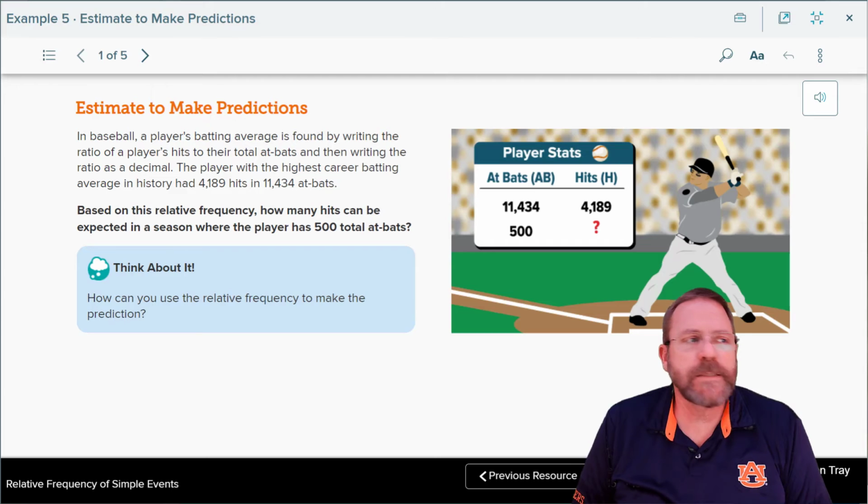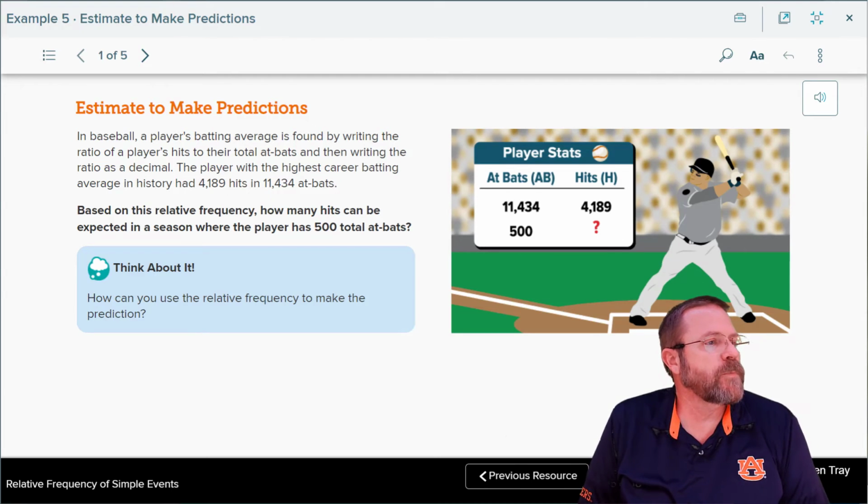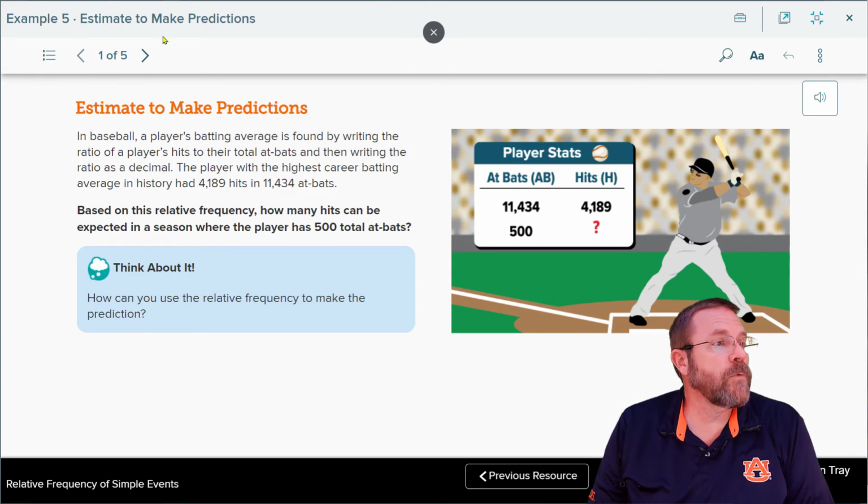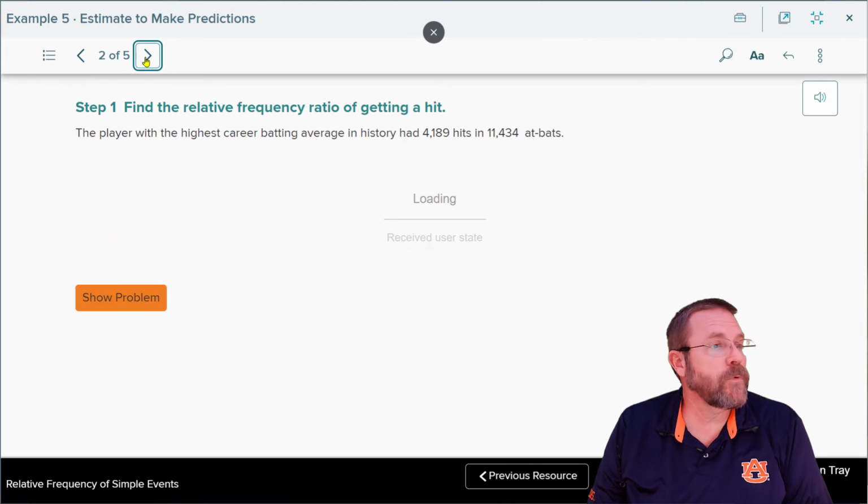And now we're on our last set of examples. Example 5 says a baseball player's batting average is found by writing the ratio of the player's hits to their total number of times at bat, and then writing that ratio as a decimal. A player with the highest career batting average in history had 4,189 hits out of 11,434 times at bat. Based off this relative frequency, how many hits can he expect in a season where a player has 500 times at bat? This is where the rubber meets the road, guys. This is where the problems get pretty exciting.